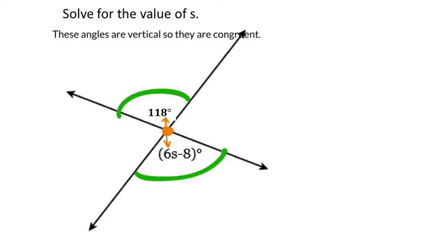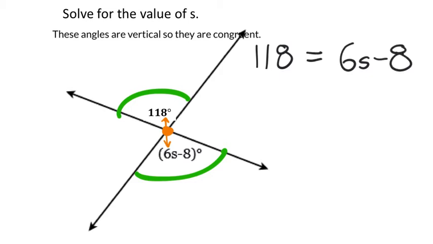Which means that what I can do out of this information that I have so far is to write an equation, right? This means I know that the 118 degree angle is exactly the same as the 6s minus 8 degree angle, meaning they are equal. Now, notice I'm saying they're equal because they're congruent. I don't really need the congruent symbol because I've just made an equation out of this. And the great thing about equations is we've already learned how to solve these, so I will.